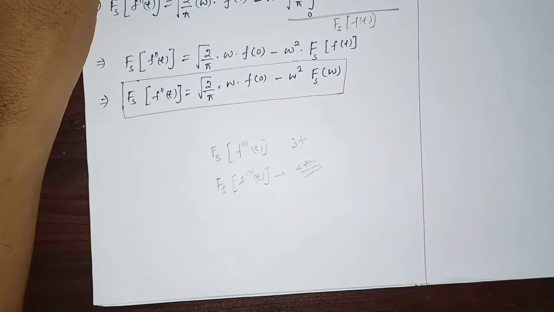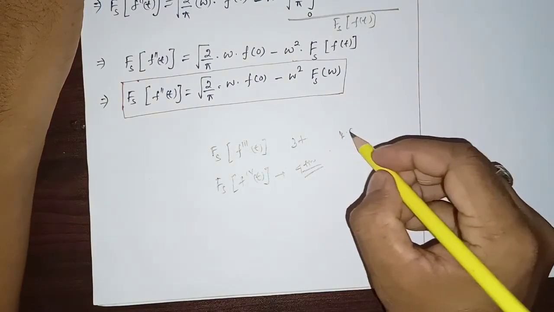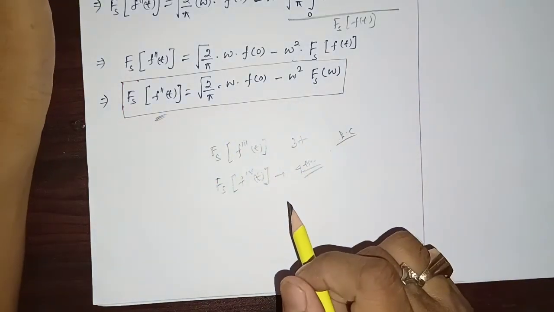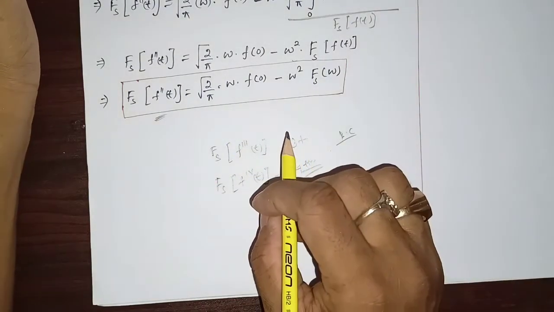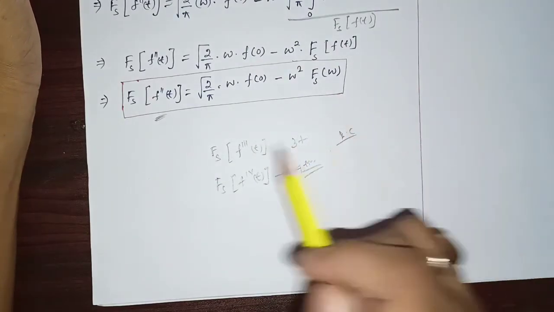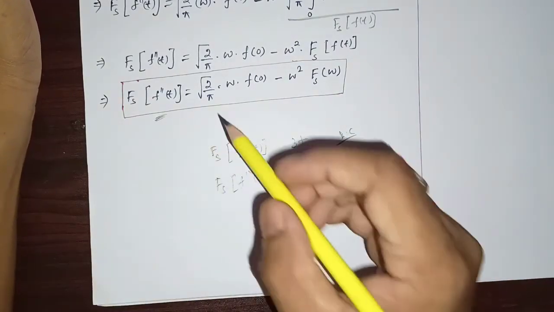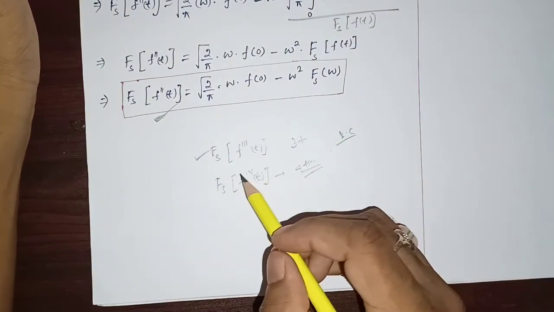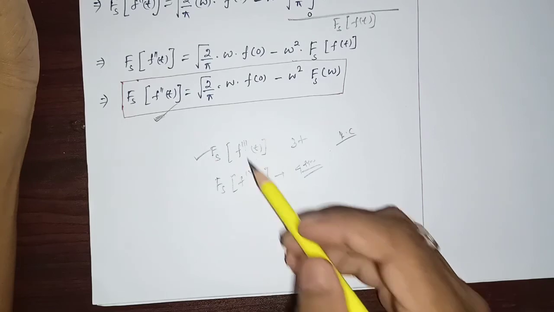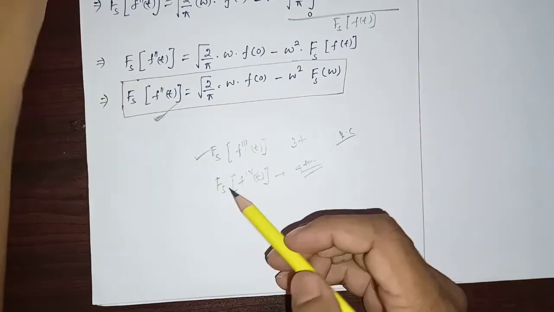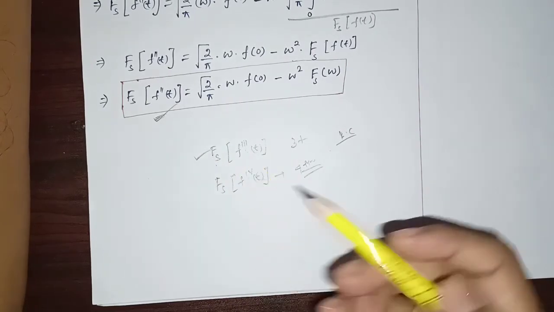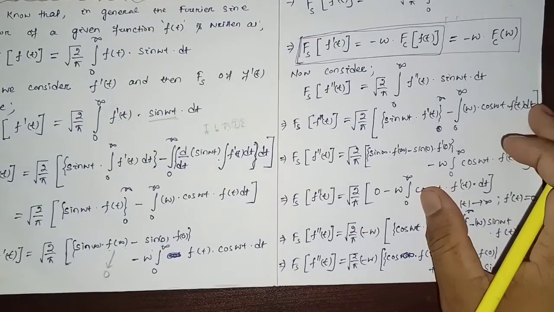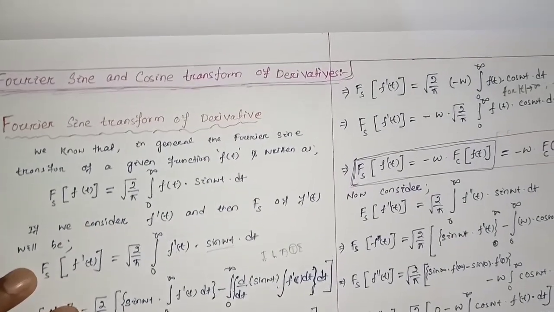As per your BSc syllabus, up to second order is enough for your exam point of view. And whenever we discuss the application part of the Fourier transform, up to this much is also enough. But suppose in your exam higher order is asked, such as the Fourier sine transform of third and fourth order or any higher order, you have to follow the same procedure.